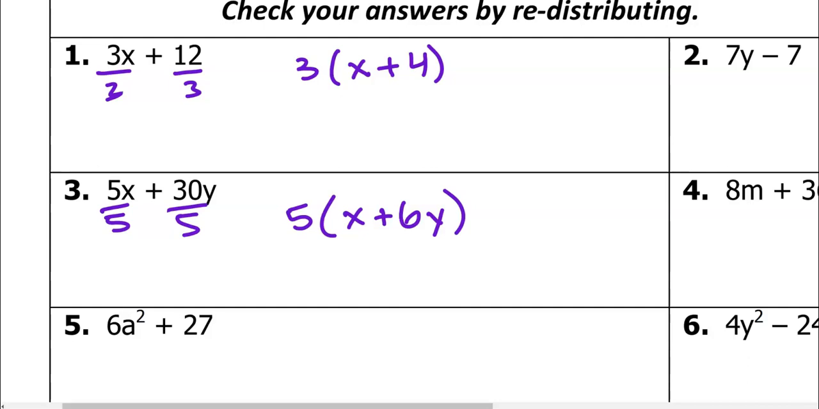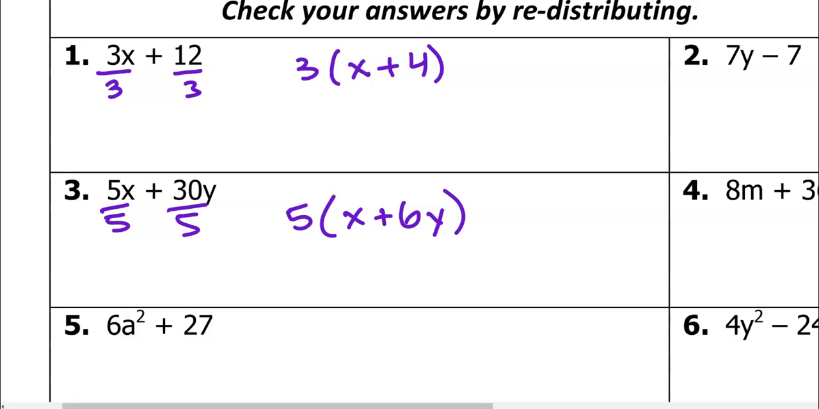All right. How about 6a squared and 27? Yes, sir. Where did you get the 2 in number 1? I didn't do a 2. It was like number 2. I divided by 3. Yep, I divided by 3. Okay. There you go.